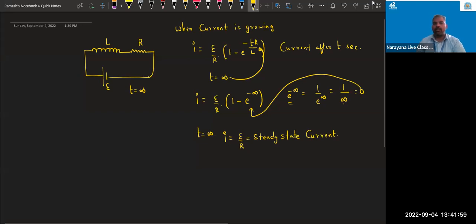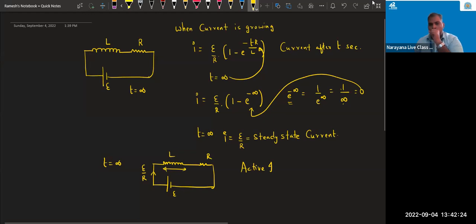Steady state current. I can write one statement. After a very long time, how much current is flowing in the inductor or circuit? Respond. How much current is flowing? E by R. In such a state, that inductor is called an active inductor. What is the name of that? Active inductor.